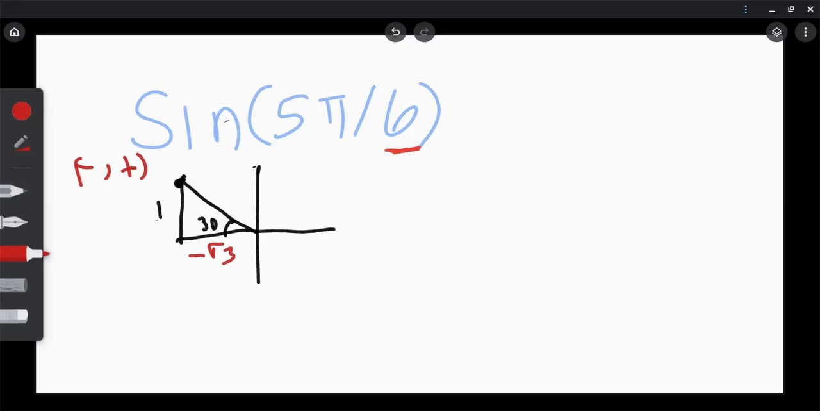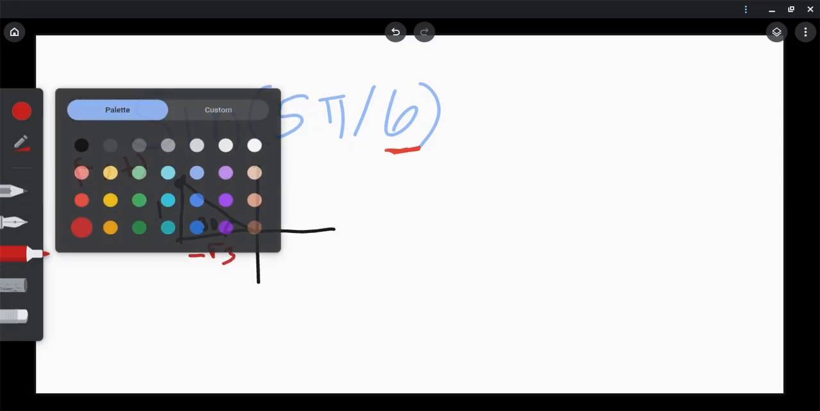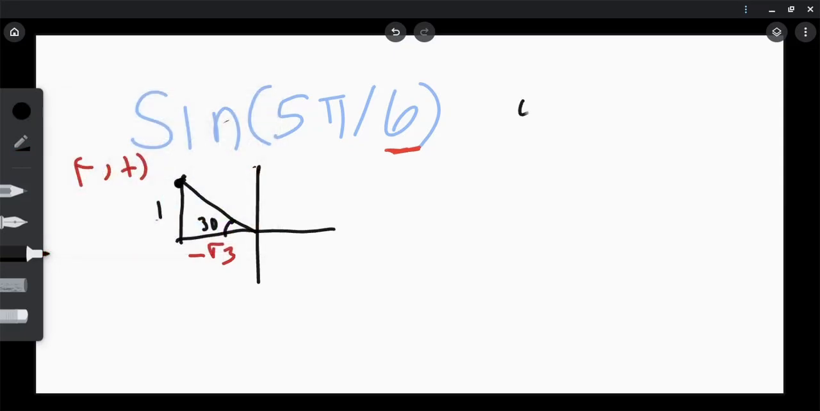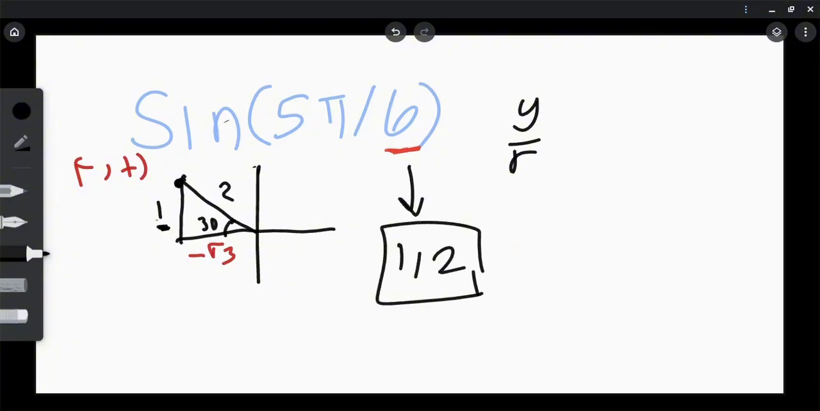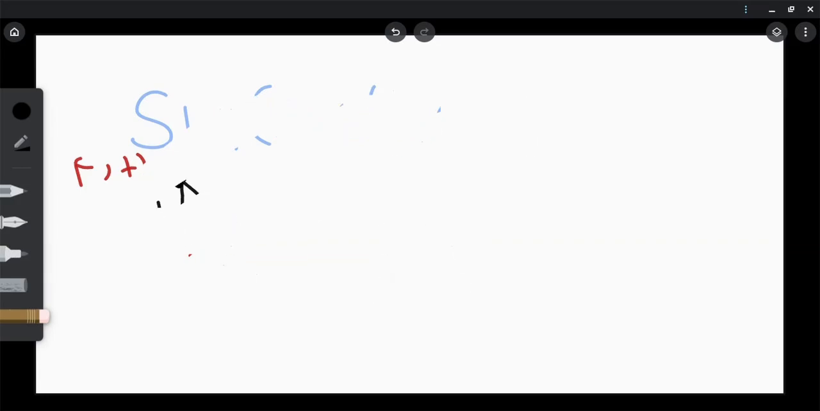So if they ask you for the sine, they are just asking you for y over r, right? So y over r is just taking this one over the radius, which is the hypotenuse, right? So the hypotenuse is 2. So this answer is just going to be 1 over 2. That's simple.